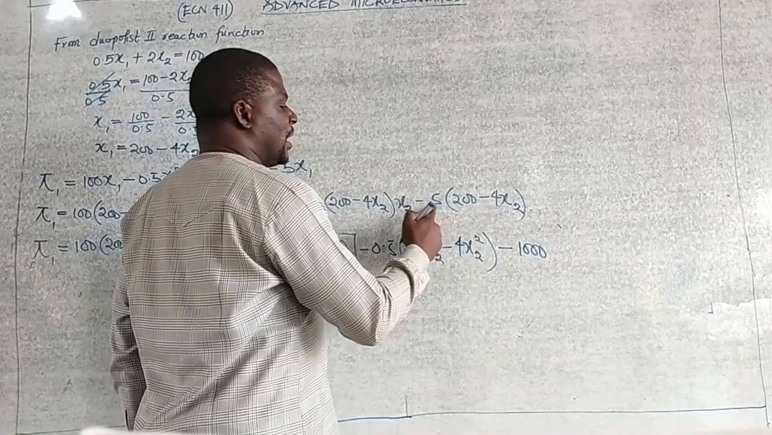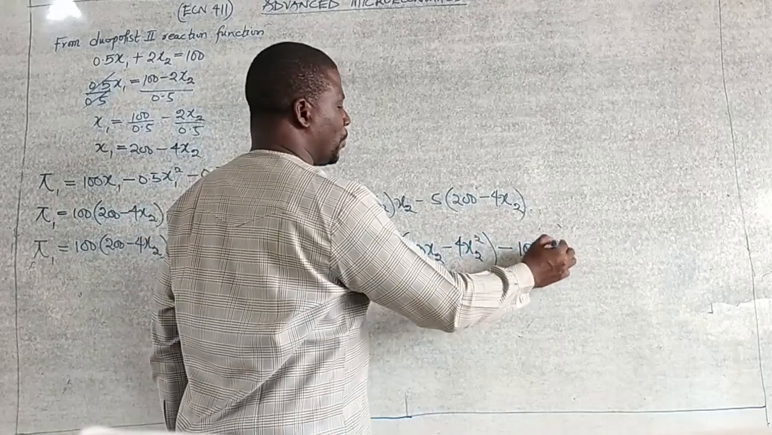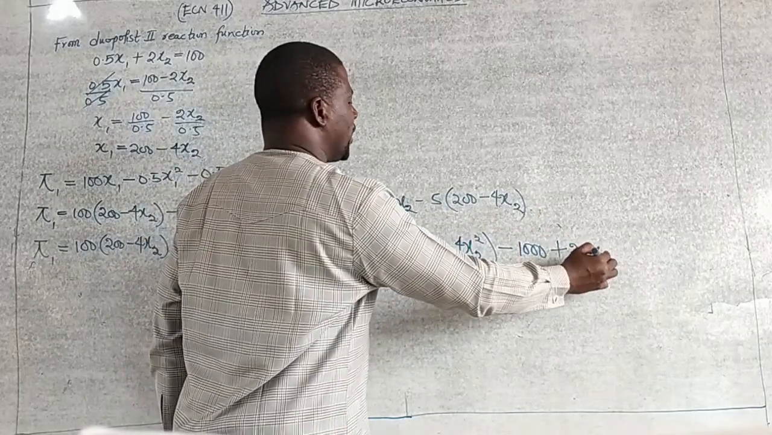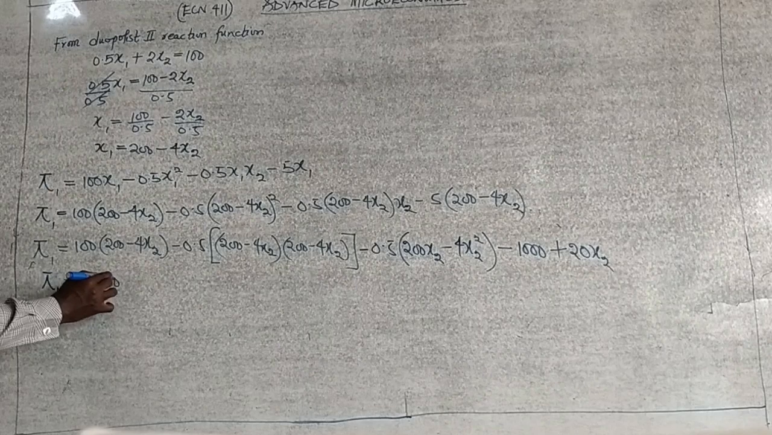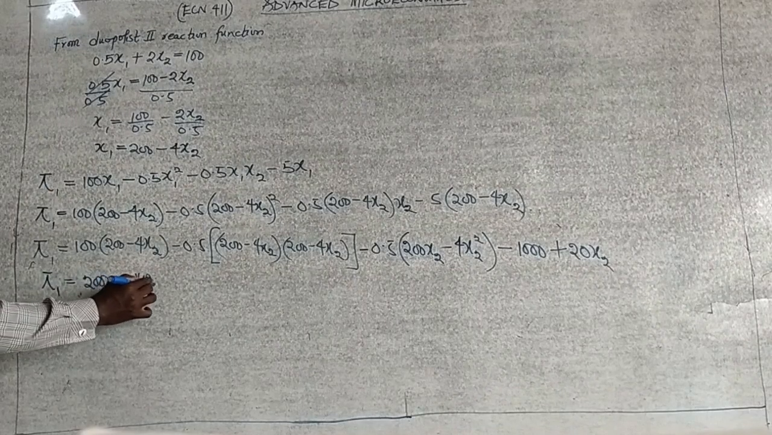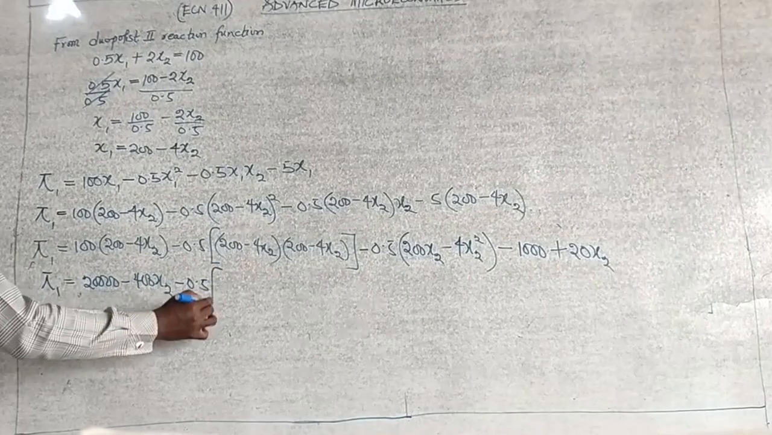1000. Then minus 5 times minus 4x. What would that give me? Plus 20 x2. Right? Are you clear with that? Yes. So profit 1 can be 20,000 minus 400 x2 then minus 0.5 into bracket.